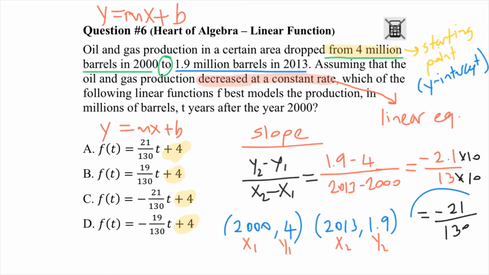What is this? This is m. This is my slope. So now I am checking which one is negative 21 over 130. Negative 21 over 130 is the only option. So I know the y-intercept is 4 and the slope is negative 21 over 130, that one. So simply it tells me the correct answer is C for this question. Thank you. Have a great day.